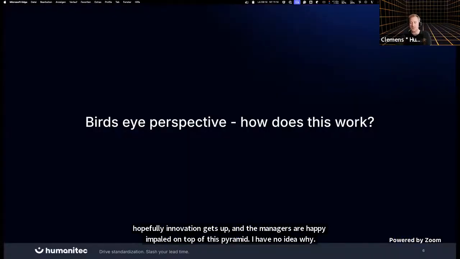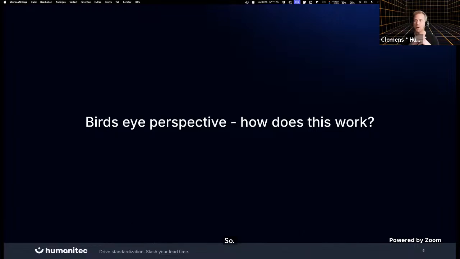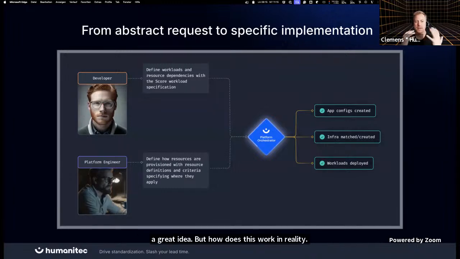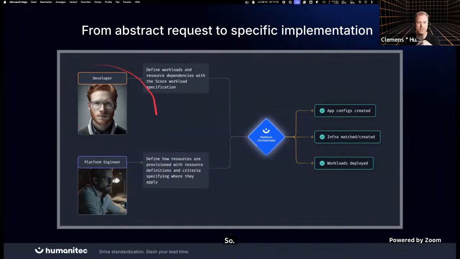So, bird's eye perspective. How does this actually work? Because it all sounds great, right? When you look at the marketing slide, almost anything is a great idea. But how does this work in reality? A developer creates an application, defines a workload and its resource dependencies with Score. That part is important because Score is a very abstract request, and you will soon see how abstract and why. That abstract request is forwarded to the platform orchestrator.